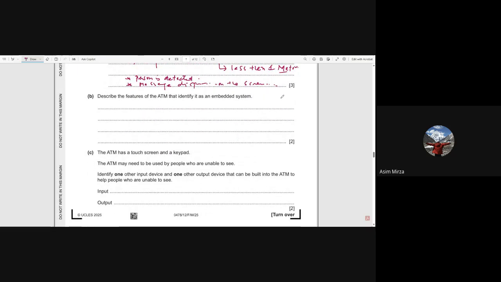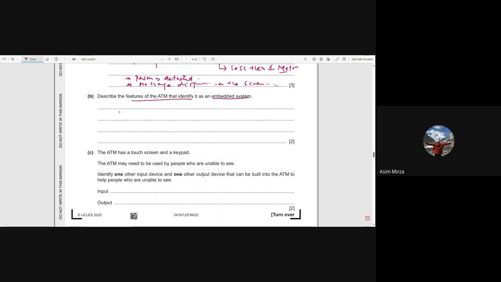Describe the feature of the ATM that identifies it as an embedded system. Embedded system, right? You know it, and I firmly believe that you know the difference between an embedded system and systems which use a full-fledged system, for example, Linux, Windows, and all that, right? So an embedded system is a complete system having a microcontroller and some kind of RAM, ROM, and it performs a particular or specific function. For example, vending machines, automatic washing machines, microwave ovens, and all that, right?